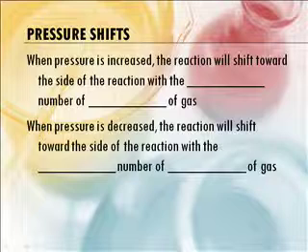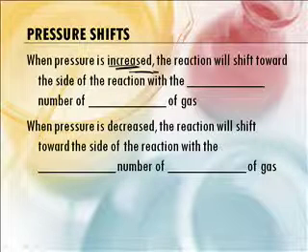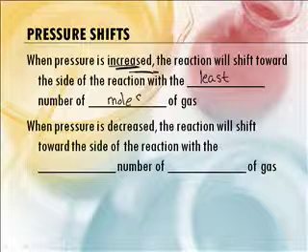When pressure is increased, this is an important part. So this applies to equilibriums that involve gases. If you increase the pressure, it will shift toward the side of the reaction with the least number of moles of gas. I'll give you an example in a second. And of course the opposite is true. When it is decreased, the reaction will shift toward the side of the reaction with the most, or greatest, number of moles of gas.